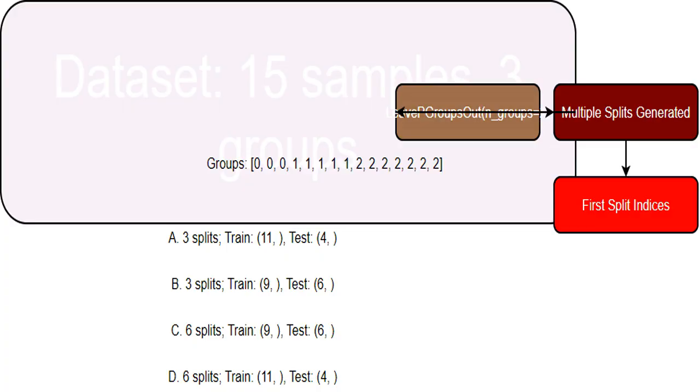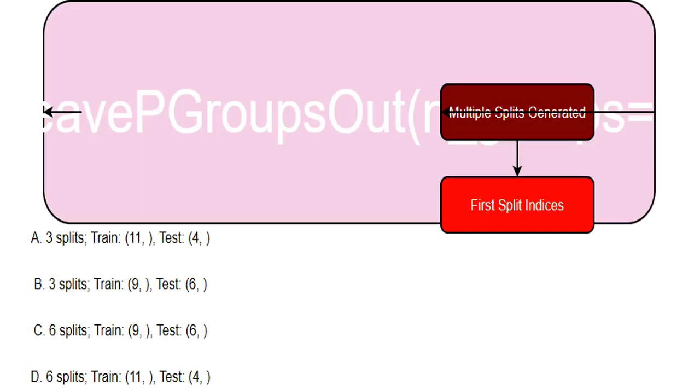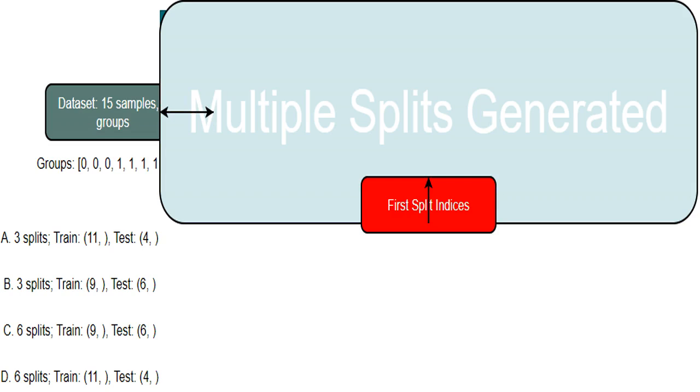LeavePGroupsOut function. I'm working with a dataset containing 15 samples that are divided into 3 groups. This is important because the cross-validation technique I'll use considers these groups. I'll use Sklearn's LeavePGroupsOut function, which performs cross-validation while keeping samples from the same group together. The n_groups equals 2 part means I'll leave out 2 entire groups when creating my test sets for each split. Because I have 3 groups and I am leaving out 2 at a time, I'll create multiple different training and testing sets. I need to figure out exactly how many.